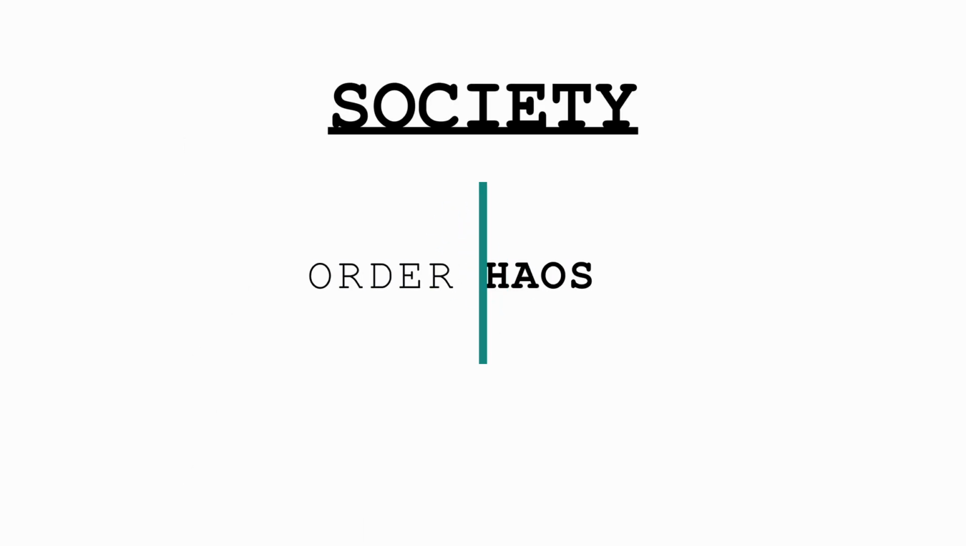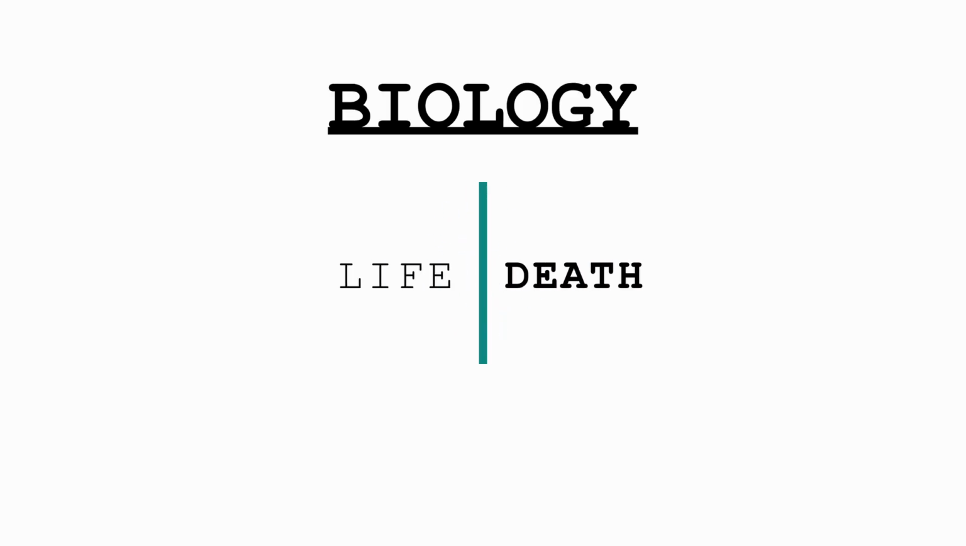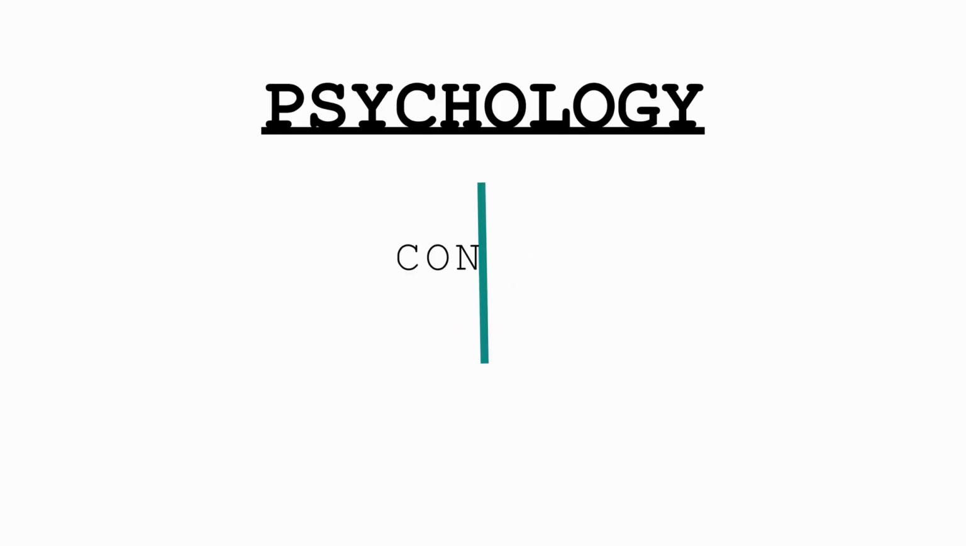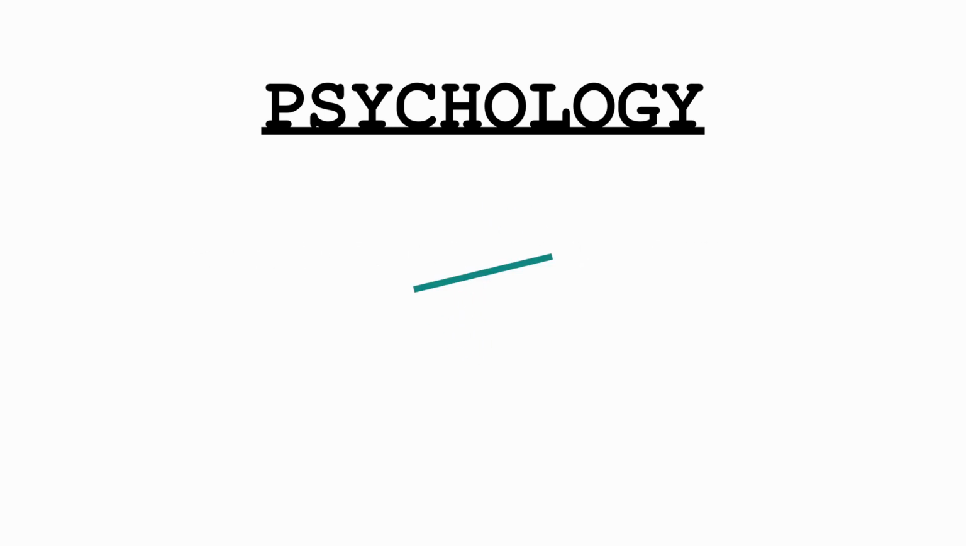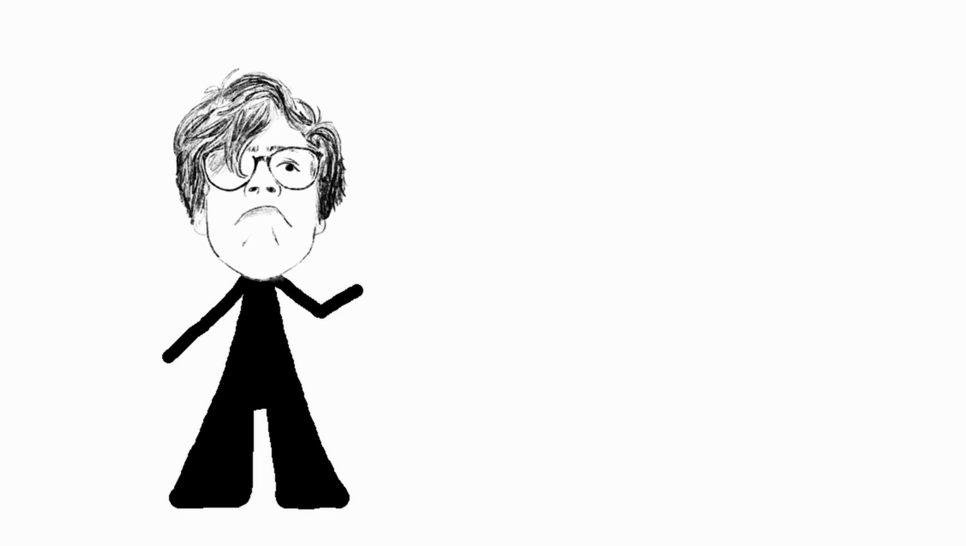In society, we see a rhythm of order and chaos. In biology, we see the rhythm of life and death. And in psychology, we see the coexistence of the conscious and unconscious mind. This natural rhythm of the world then informs the way that we structure a story because it is something we recognize.